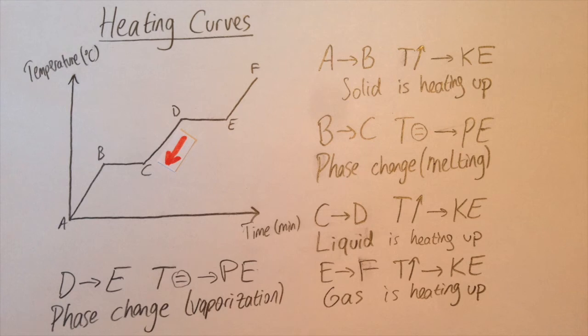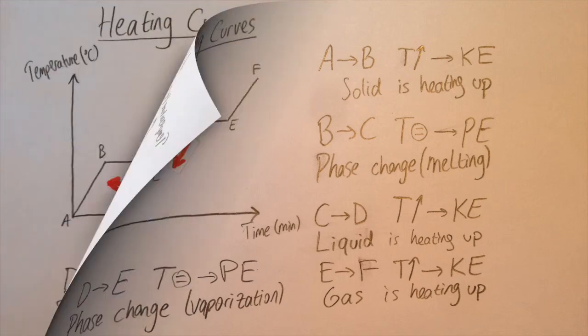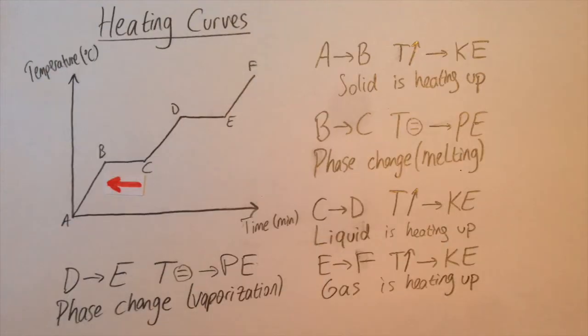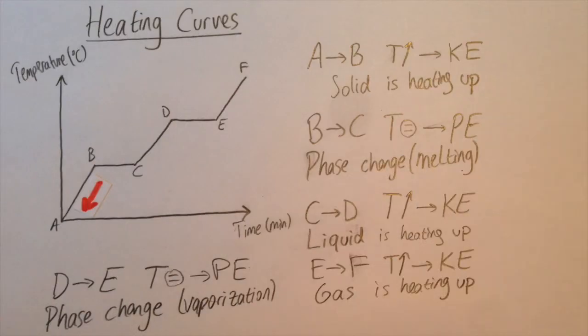From D to C, the liquid is simply cooling down. Kinetic energy decreases and temperature decreases as well. From C to B, liquid turns into solid and this process is called freezing. From B to A, the solid cools down. Kinetic energy decreases because the mean speed of the molecules is decreasing.